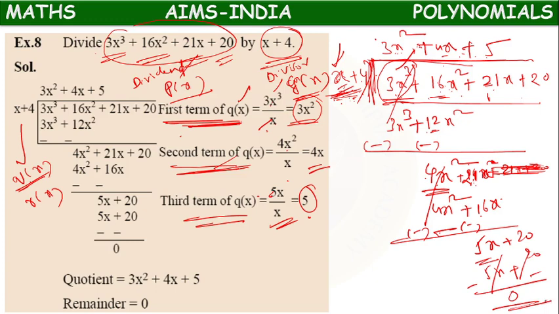So what is the quotient here? We got q of x, which is equal to 3x square plus 4x plus 5. This is the quotient, 3x square plus 4x plus 5, and the remainder is 0. In this way, if there exist p of x and g of x, we can find two more polynomials, q of x and r of x, by this long division method.